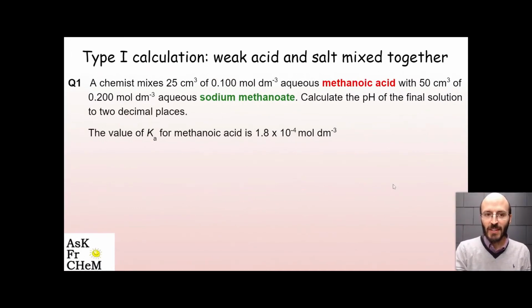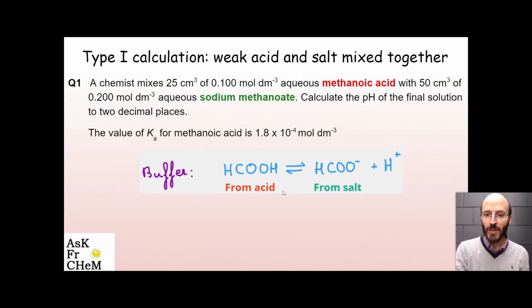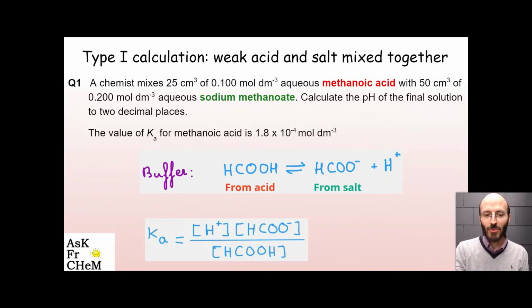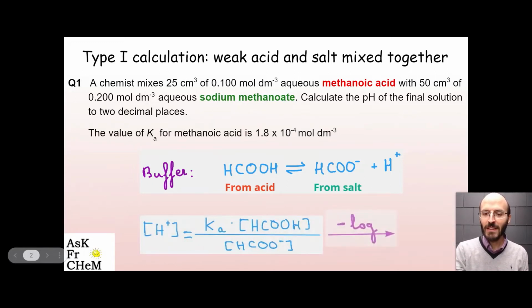This calculation is type 1, which means you are mixing a weak acid with a salt. And therefore, you have this equilibrium where the conjugate base is coming from the salt. So what you want is to use the Ka expression, rearrange it to calculate the concentration of protons, and then you minus log it, and you've got your answer.